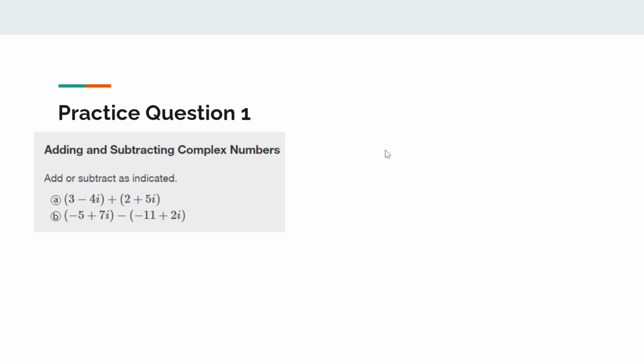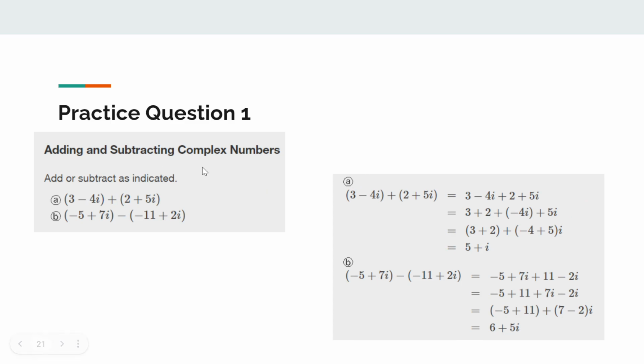Alright, here's the solution for number 1. For question A, it's basically just combining the like terms, right? So 3 plus 2, we got 5, and negative 4 plus 5, we got just positive 1, which is just i. Alright, for question B, it's harder because we have to distribute this negative sign, so we got negative 5 plus 7i plus 11 minus 2i. So negative 5 plus 11, we got 6, and 7i minus 2i, we got 5i, and that's our solution.